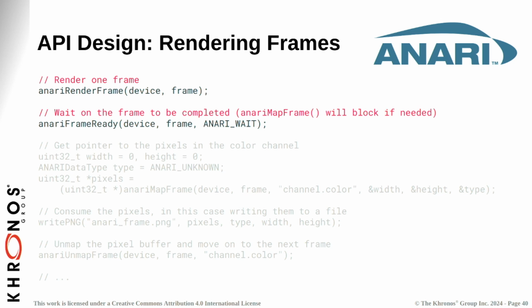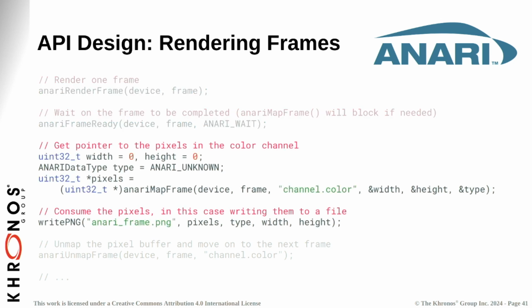And then what we all came for, rendering a frame. What does that look like? Well, you kick off a render frame with ANARI render frame. I hope we chose that name well. Then you can immediately synchronize with it because that's an asynchronous operation. You don't have to. Then you can map pixels out of a frame channel. You could write that to a file. You could put that on screen, do whatever you want, and then you unmap the frame.